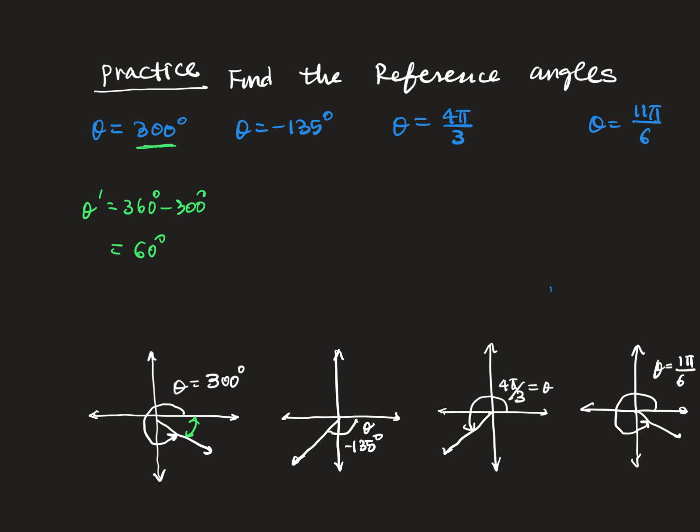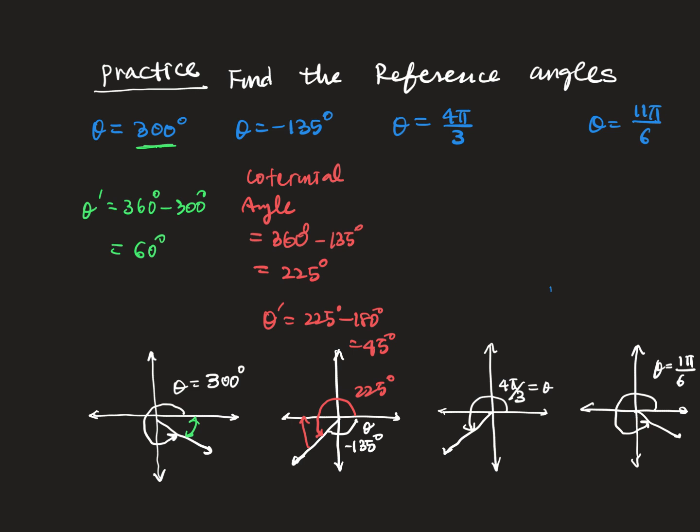Negative 135. That's a quadrant 3 negative angle. Let's find the positive angle first. What is the positive angle? We find a coterminal angle: 360 plus negative 135, that's 225. So how do we find the reference angle? 225 minus 180, that's 45. That's how you find it.